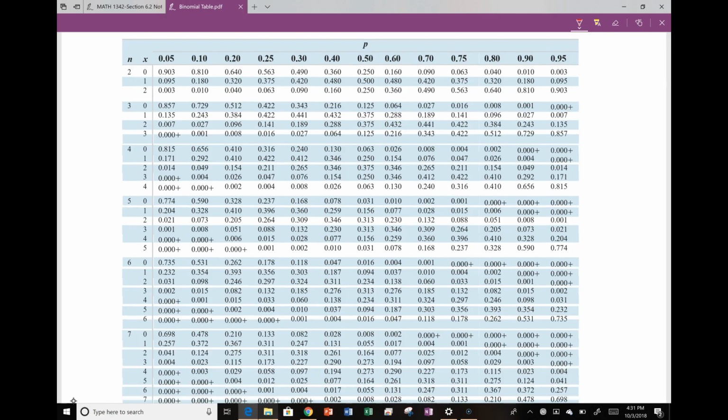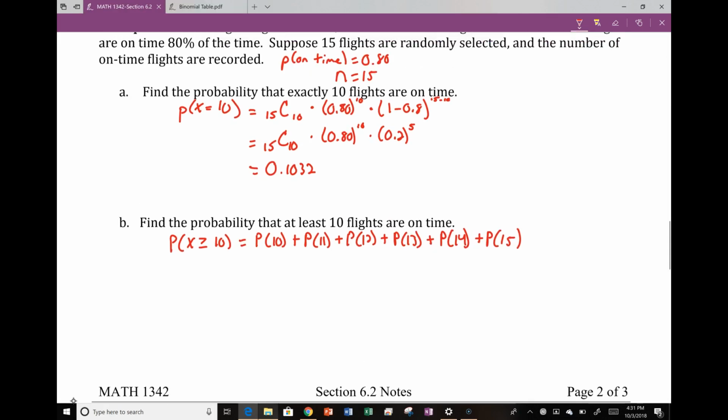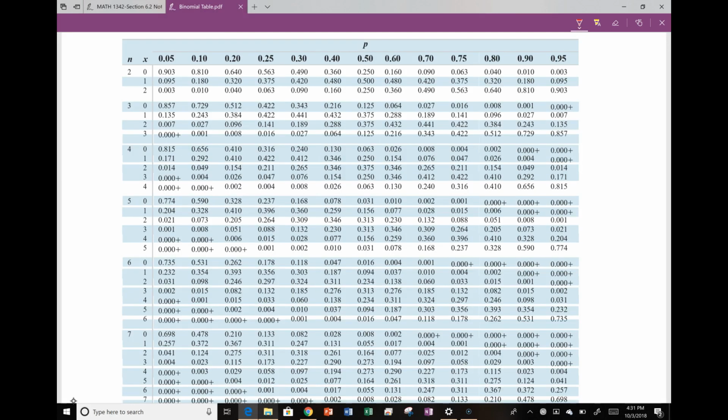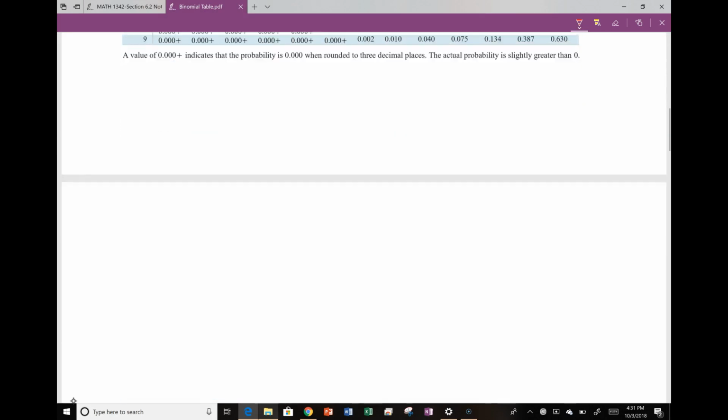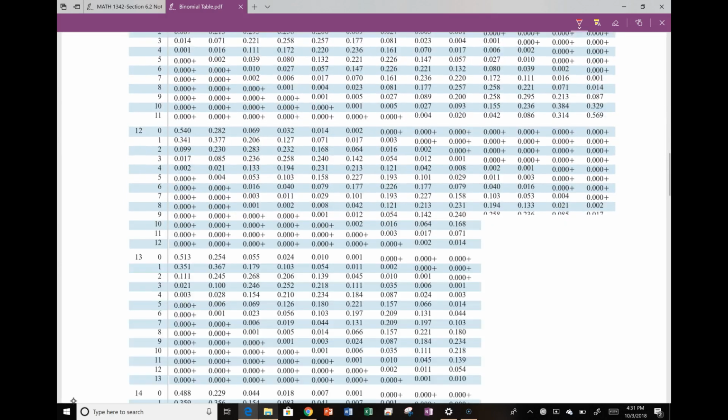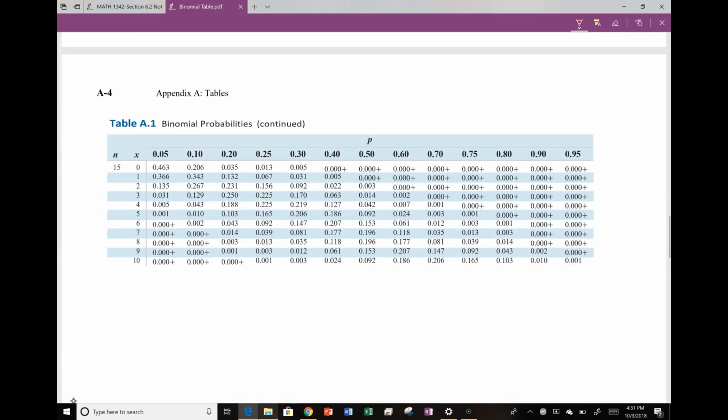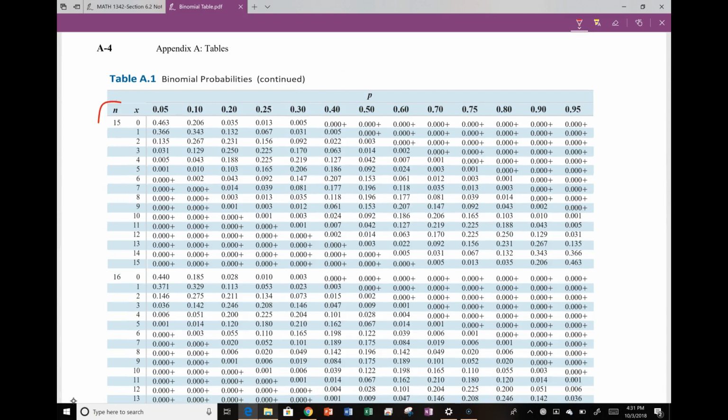And you'll notice that we have an N column. That's our first column. We have an X column. The N is the number of trials. So in our particular case, my N was 15. So I've got to scroll down and see where I get N to be 15. And it's right here. Here's where N is 15. Now across the top is our probability. In our particular case, probability was 0.80, which is right here.